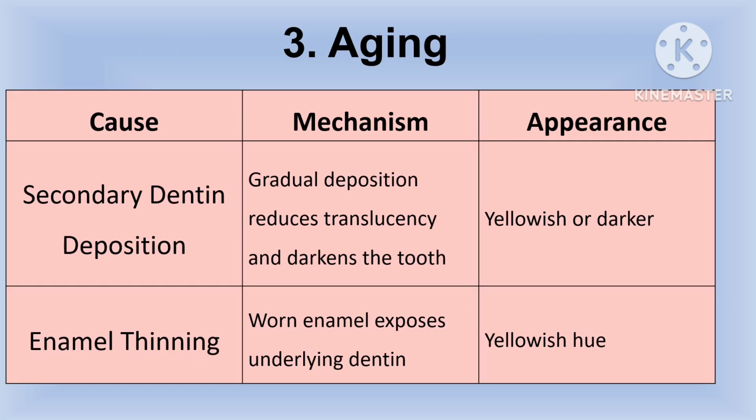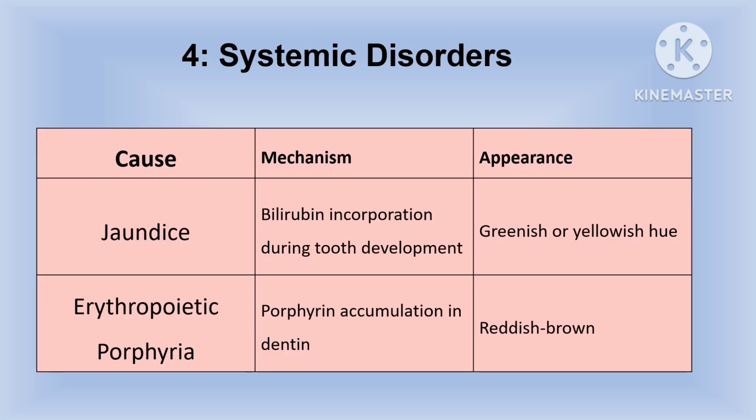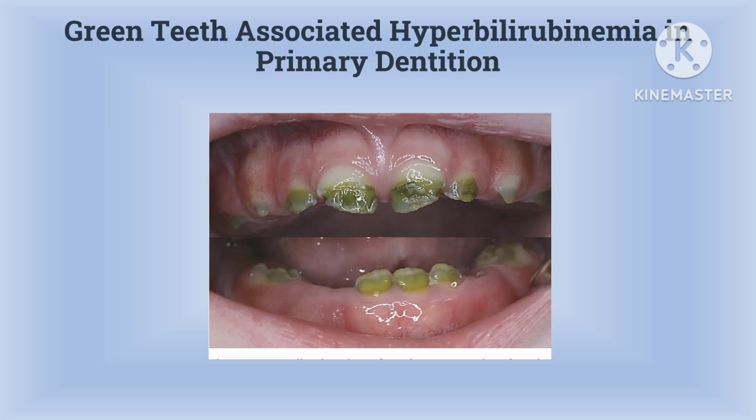The two factors which are responsible for yellowish and darker teeth with aging are secondary dentine formation, which reduces the translucency of the tooth, and the second is enamel thinning. With age, enamel thins out and worn enamel exposes the underlying dentine. Internal staining may also be due to systemic disorders like jaundice, which deposits bilirubin during tooth development and results in a greenish and yellowish hue of the teeth.